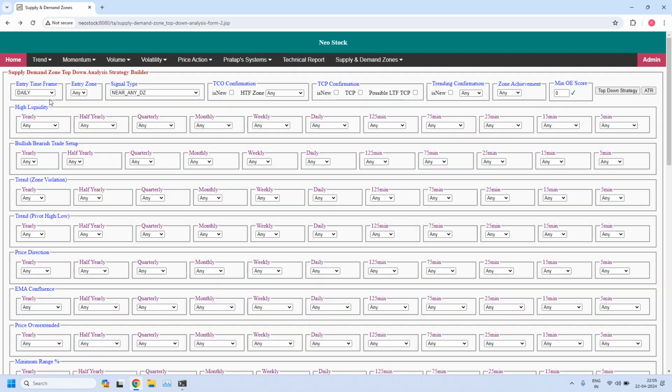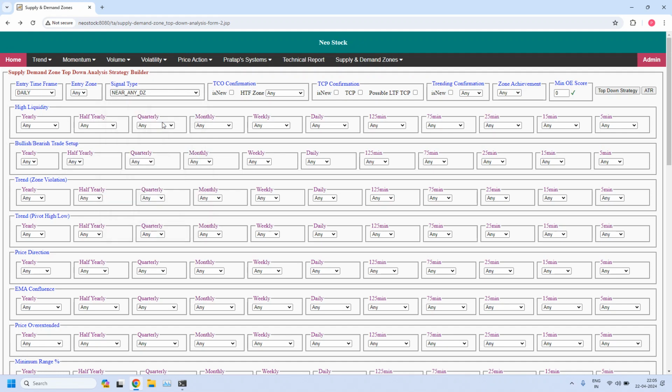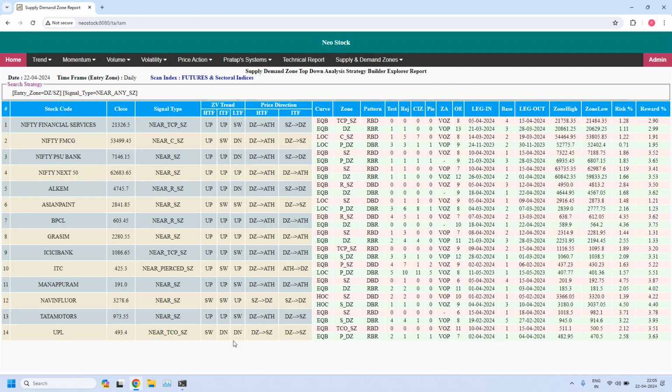So let me go back. For daily time frame, let us find the stocks which are near daily supply zone. 14 stocks are filtered. Let us identify high liquidity supply zones. The first one is high liquidity, but it is Nifty Financial Services. I think FinNifty, it is FinNifty. So those who trade in FinNifty, they can focus on this stock.